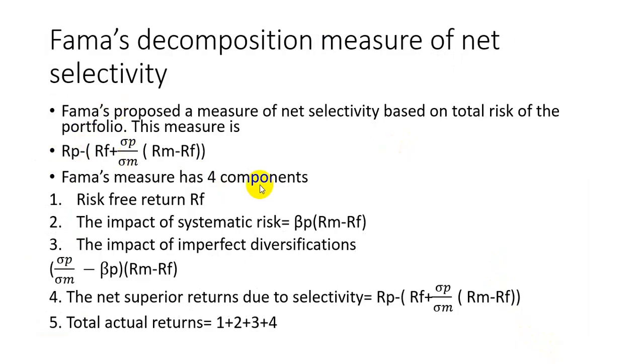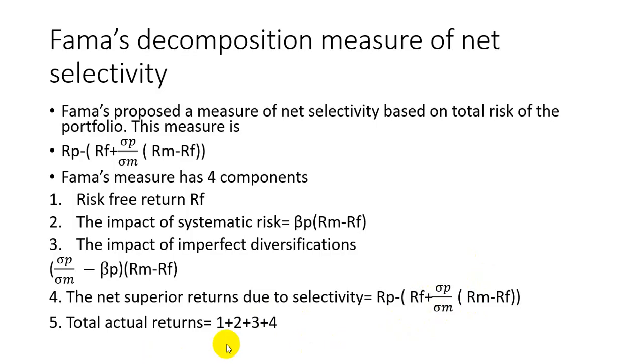Fama's measure has four components. First is risk-free return. RF will be given. The impact of systematic risk, the formula for that is beta P into RM minus RF. If beta has been given, you need to multiply with the RM minus RF. The impact of imperfect diversification is the third step. These are the steps you have under Fama's measures: standard deviation of P by standard deviation of M minus beta P into RM minus RF. The net superior returns due to selectivity has been given as RP minus RF plus standard deviation of P by standard deviation of M, RM minus RF.